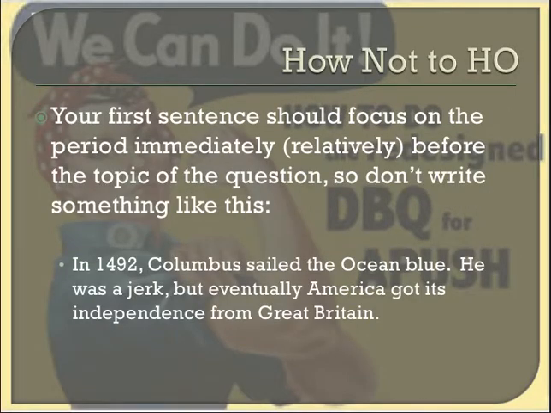Here's what you want to avoid. Your first sentence should focus on the period immediately before the topic. Don't start every essay in American history like this. In 1492, Columbus sailed the ocean blue. He was a jerk, but eventually America got its independence from Britain. That shows that you know chronology, but that there's not a lot of substance there, so it actually ends up making you look worse than anything.